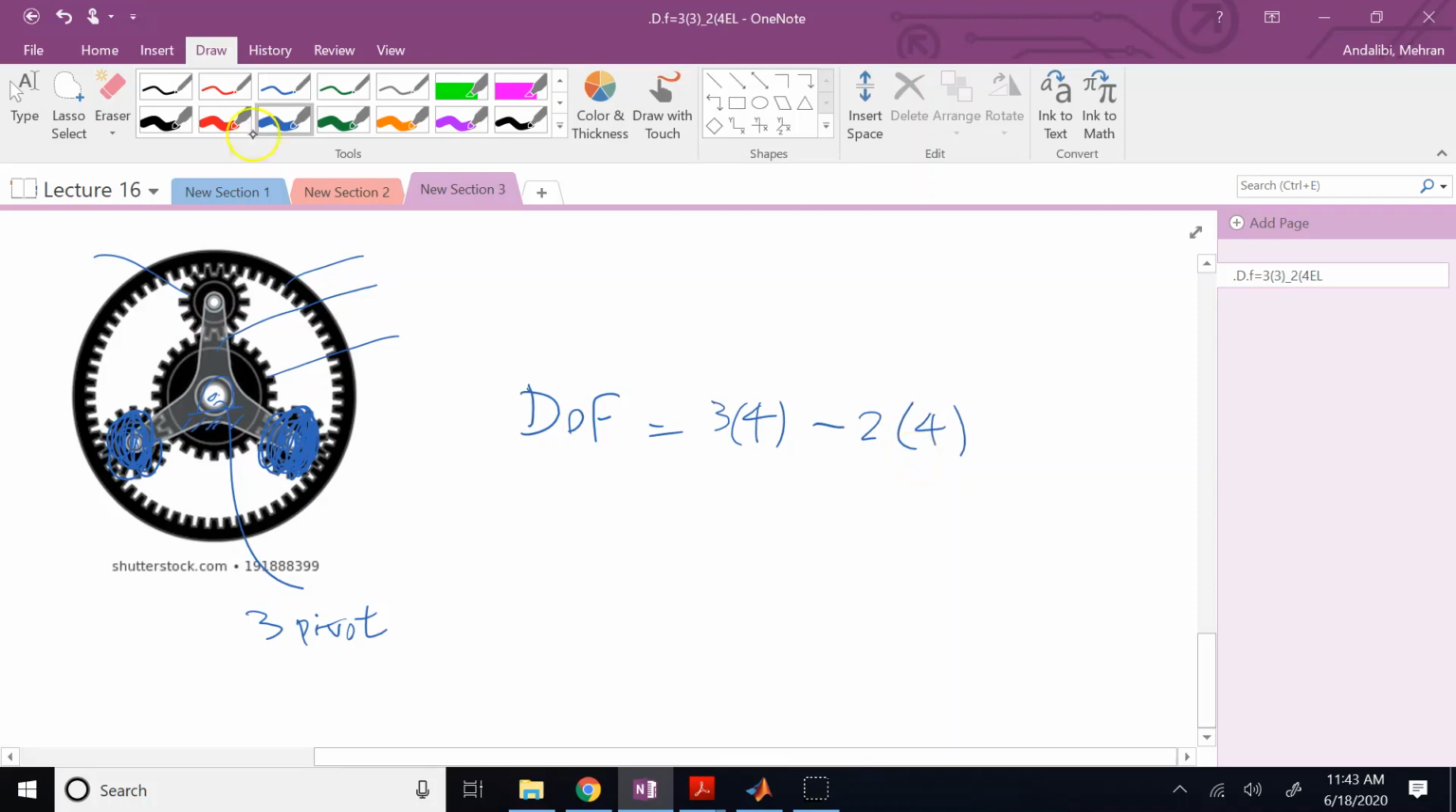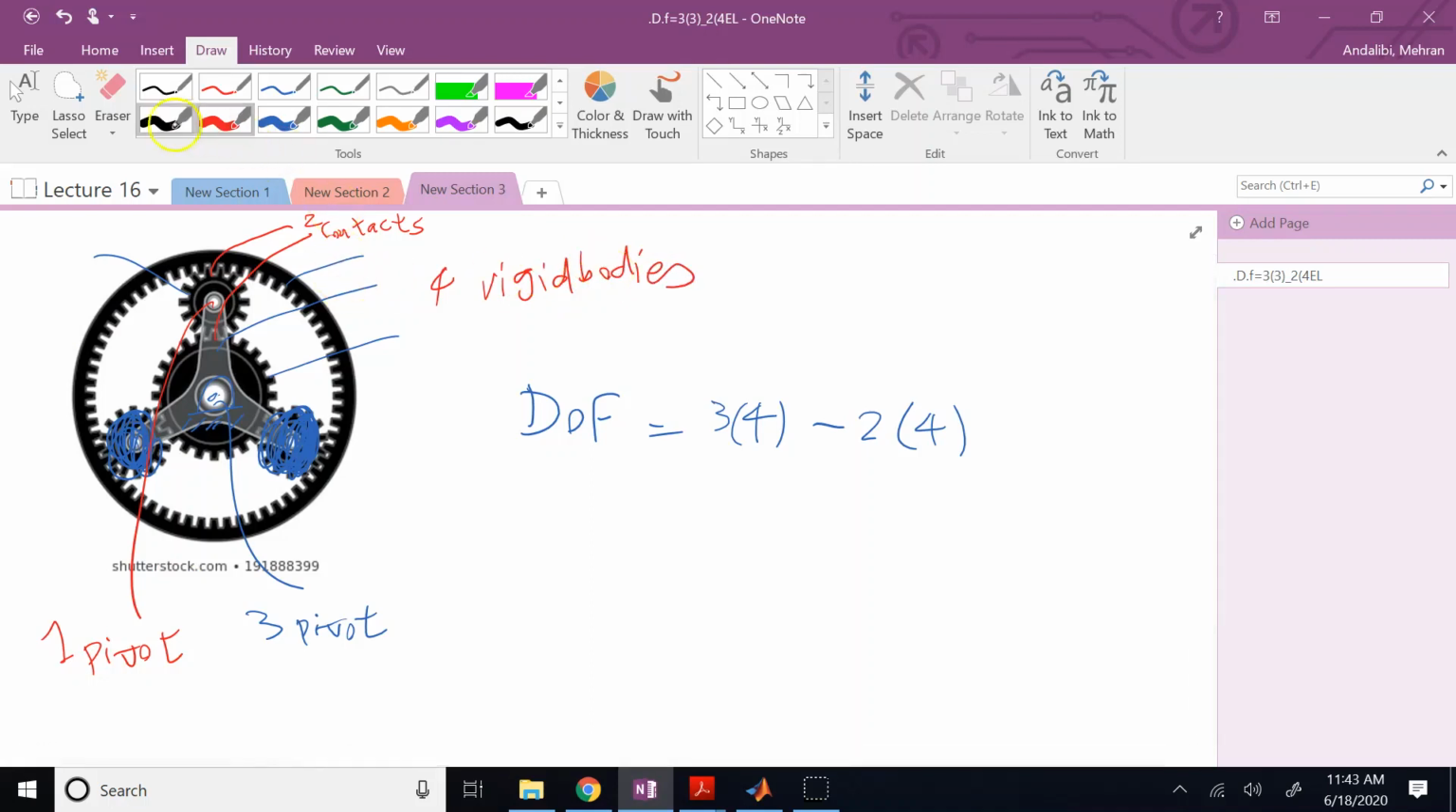And then how many contacts do you have? You have one contact here between the planet and the ring, and you have one contact here between the planet and the sun. So you have two contacts. That's three pivots, and this is one pivot. And in general, you have four rigid bodies, which is this one, this one, this one, and this one. So two contacts, it's 1 times 2. And if you look at it, you have 2 degrees of freedom left.